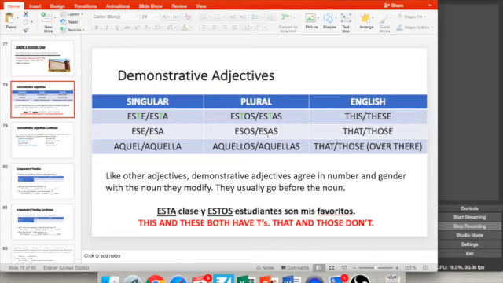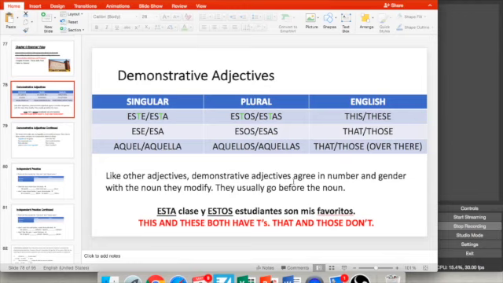If you remove the T's, you get that and those. So este and esta, this, ese and esa, that. You just took the T out. Este, this, ese, that. Esta, esa. You just took the T out. So this and that. For these, we do the same thing. We start with these. Estos, estas. Take out the T's. Esos, esas. This and these both have T's. That and those do not.